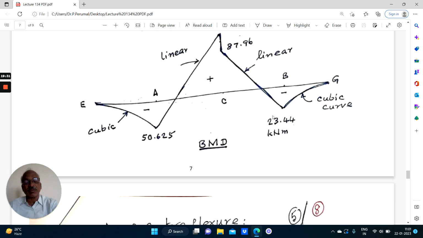So this is the bending moment diagram. Here it is a cubic variation of bending moment. Here also you will have cubic variation. And here, from here to here, you will have linear variation.